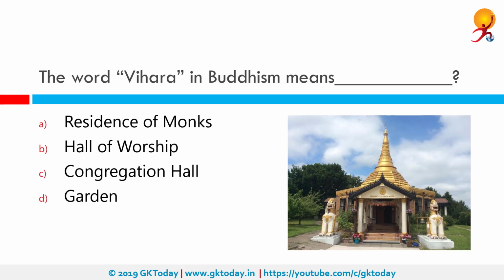The word vihara in Buddhism means what? The correct answer is residence of monks. Viharas were for the purpose of living. Chaityas were assemblies for the purpose of discussions. Further, chaityas were with stupas. Viharas did not have stupas.